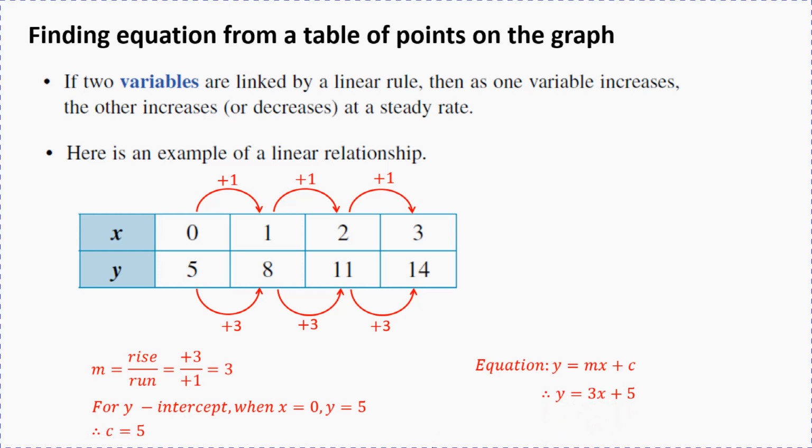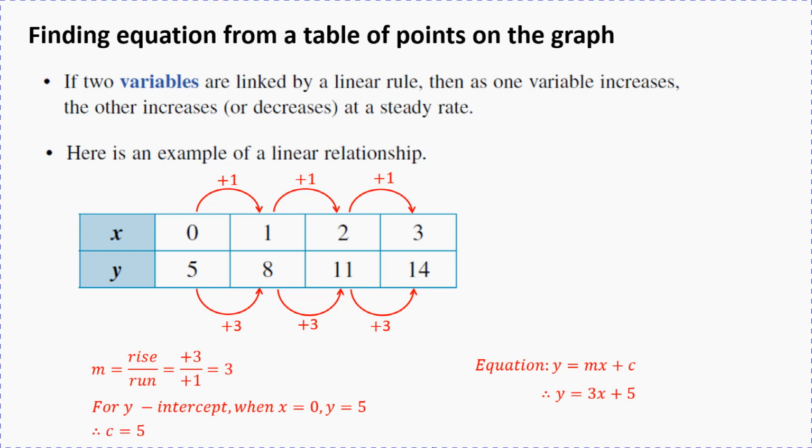You will be provided a table. From the table, you just find the rate of change. You need to track, of course, the rise and the run, are they in a steady pattern? If there is a steady pattern, that means there's a steady rate, then you can find the gradient. And also you need to find the y-intercept, and then you put the two things together, then you will have the equation. So the final goal is still to find the equation.